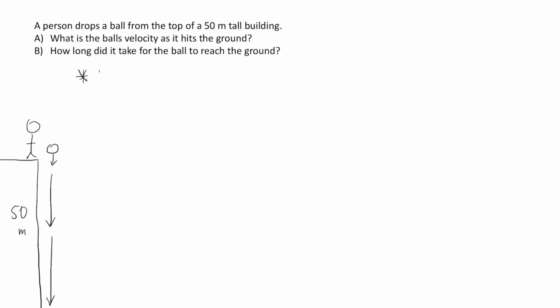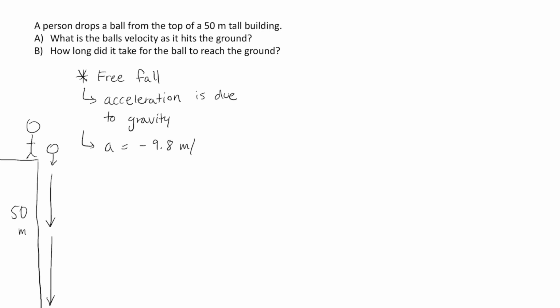Before we start this question, I want to make it clear that this is free fall motion. So the only force that's acting on this ball is gravity, and so the ball's acceleration as it drops to the ground is due to gravity. And when your acceleration is due to gravity, your acceleration is always equal to negative 9.8 meters per second squared.